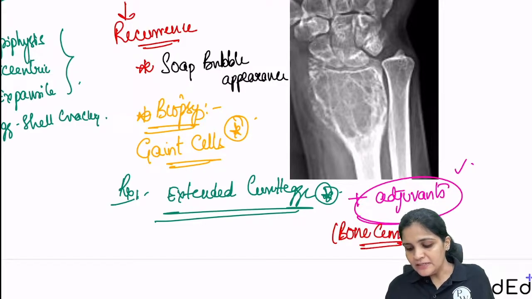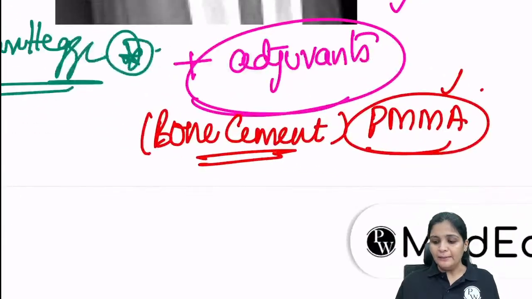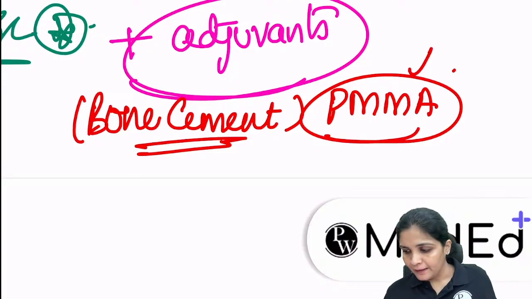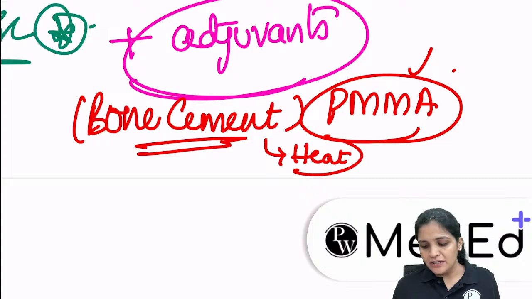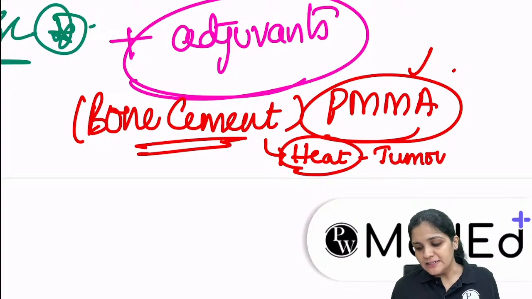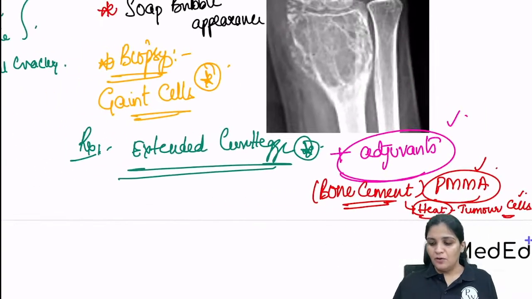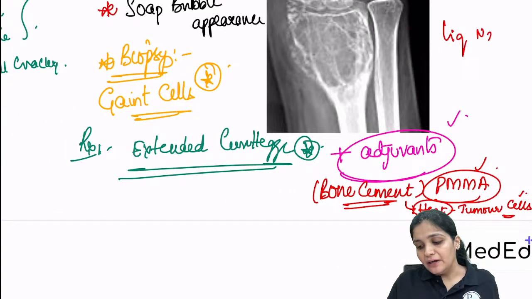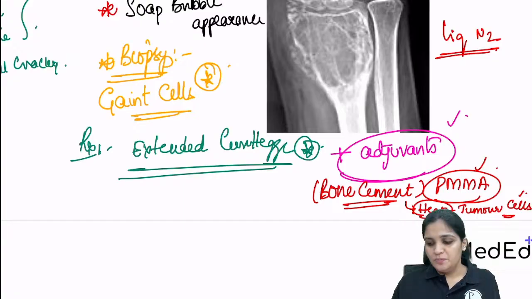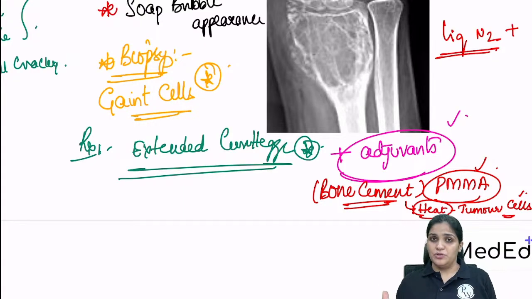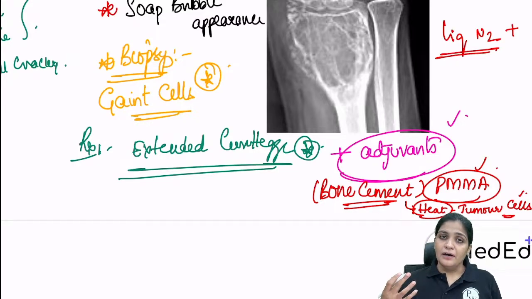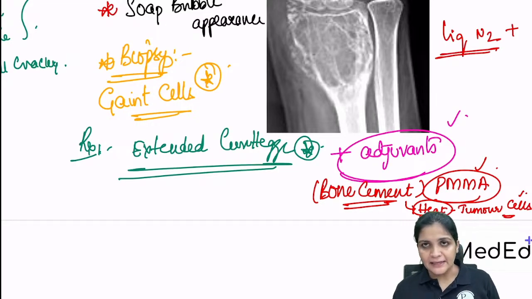Bone cement is polymethyl methacrylate, PMMA. This bone cement produces heat, and this heat will kill the tumor cells, right? That is why we use the bone cement, or you can use liquid nitrogen. Again, it will kill the tumor cells. So bone cement, liquid nitrogen, or anything extra we use after curetting is extended curettage. Is that clear?